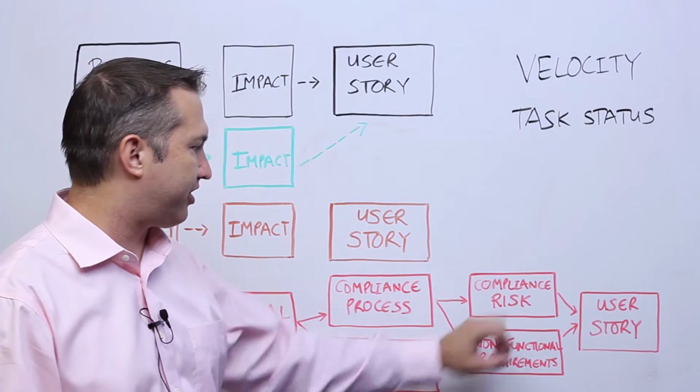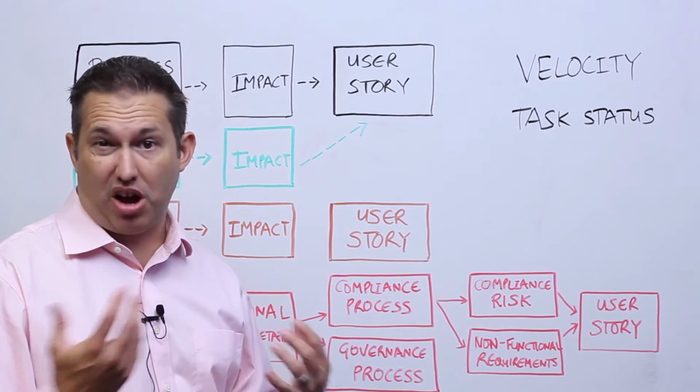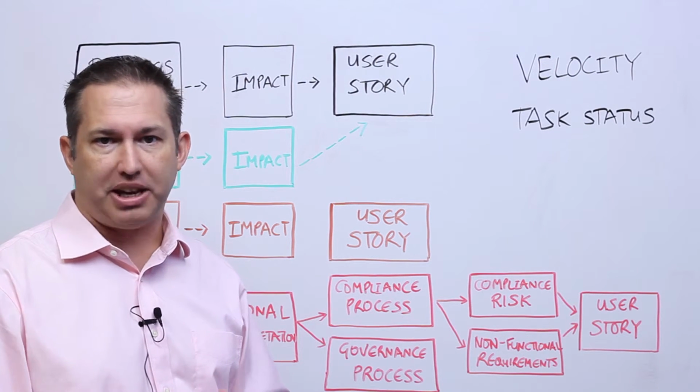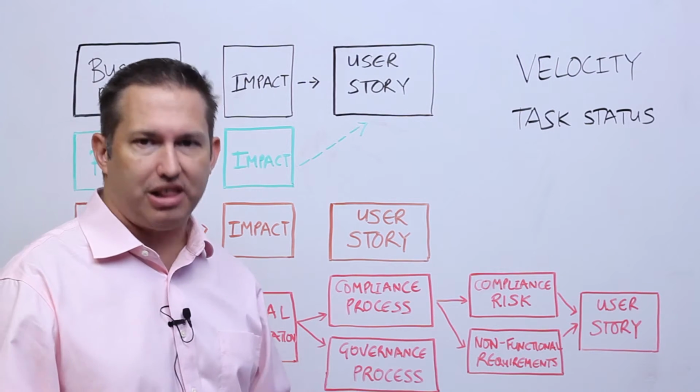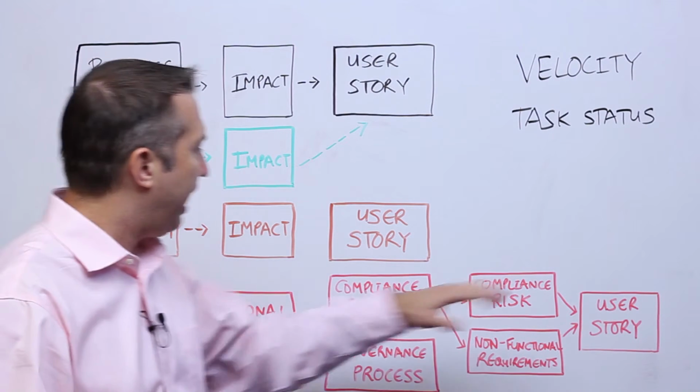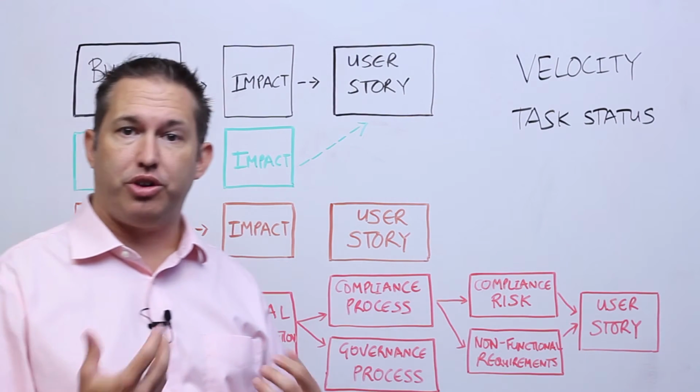We've got some risks identified. We have some non-functionals identified, maybe how often an audit is expected to happen or how quickly data needs to be able to pull from a repository. And then finally, that links down to a user story.